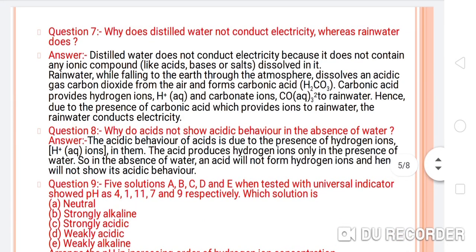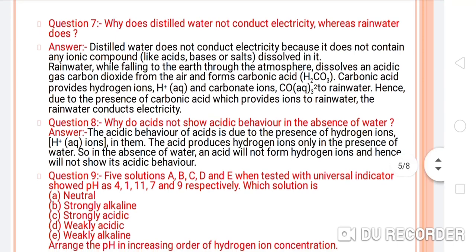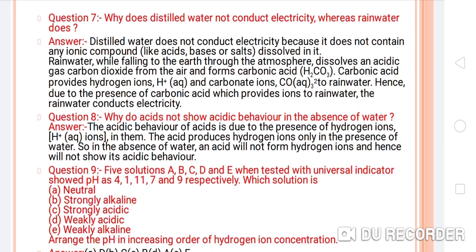Now next, question number 7. Why does distilled water not conduct electricity whereas rainwater does? So the answer is distilled water does not conduct electricity because it doesn't contain any ionic compounds like acids, bases, or salts or minerals, you can say, dissolved in it.